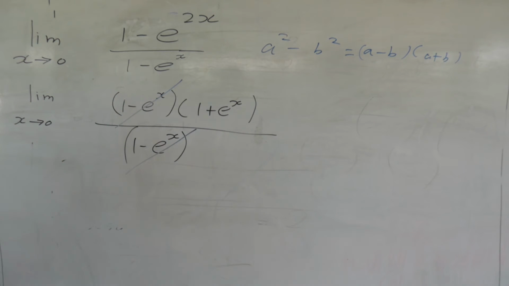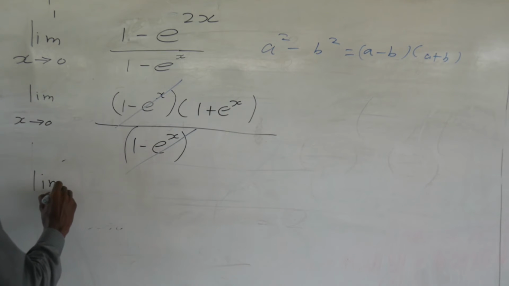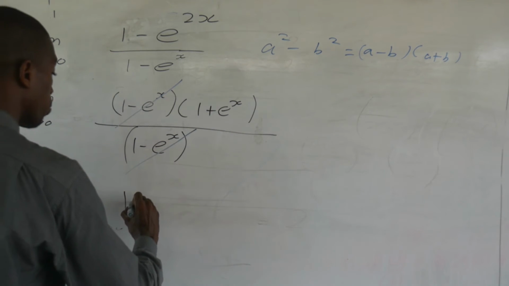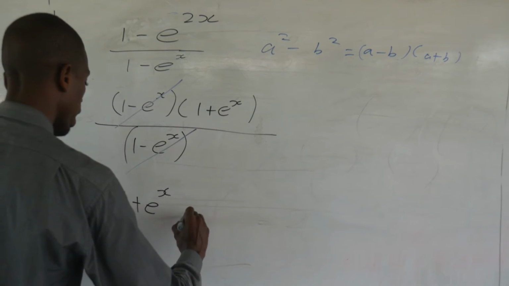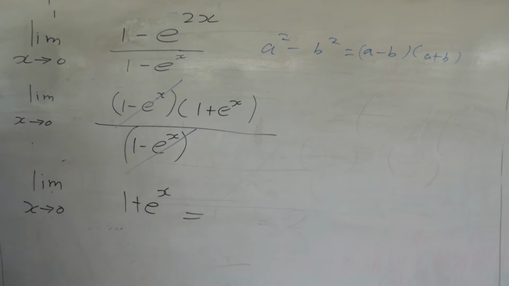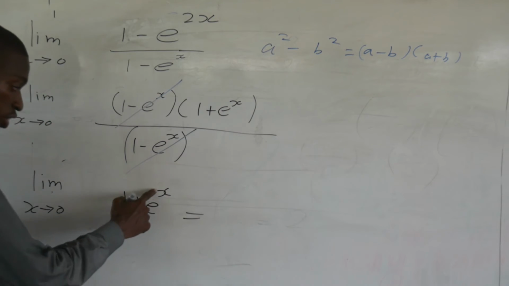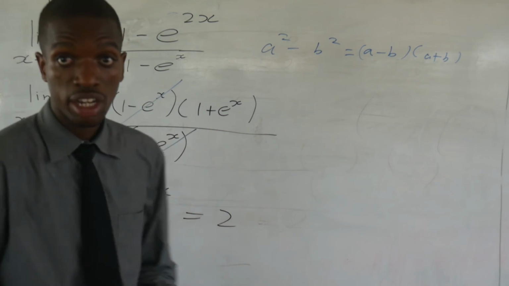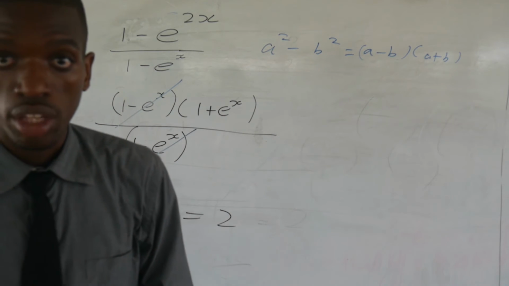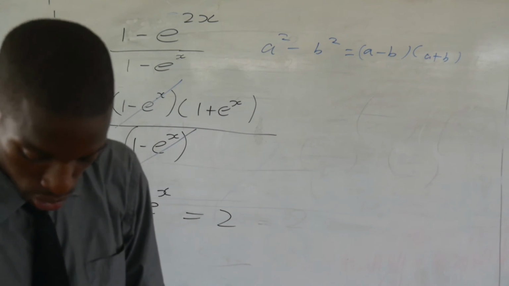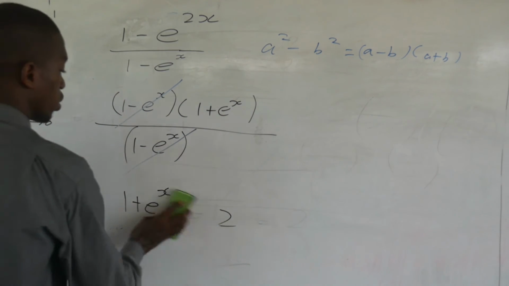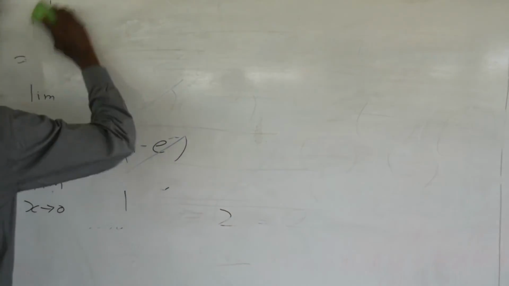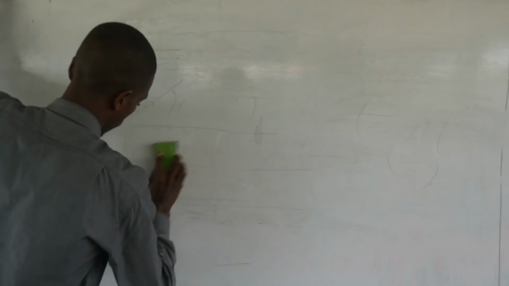Alright, this goes on with that. And what remains is the limit as x goes to 0 of 1 plus e to the x. Put that in there. Anything to the 0 power is 1. So 1 plus 1. And we have the answer as being 2. And that is that. Alright. Next question.